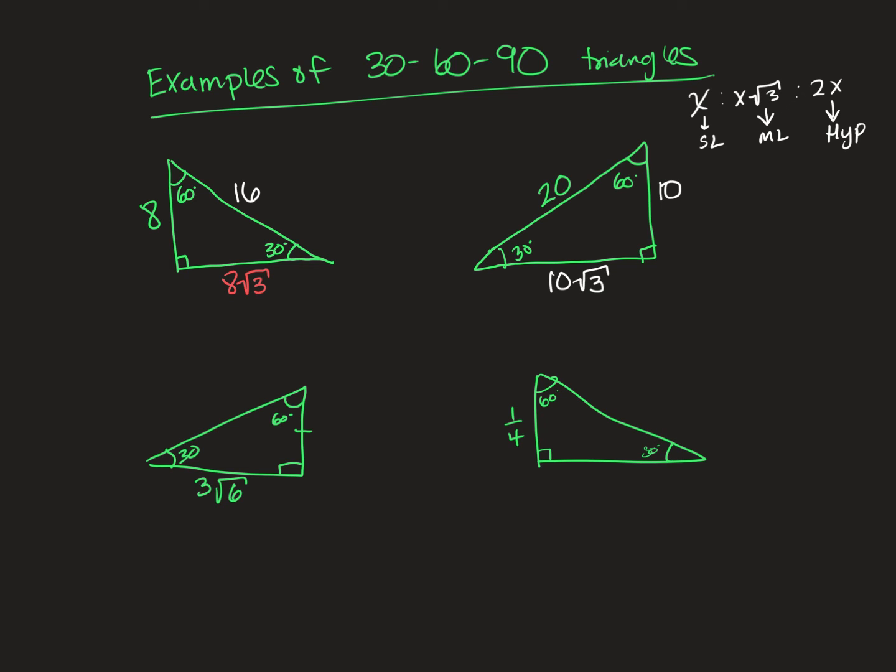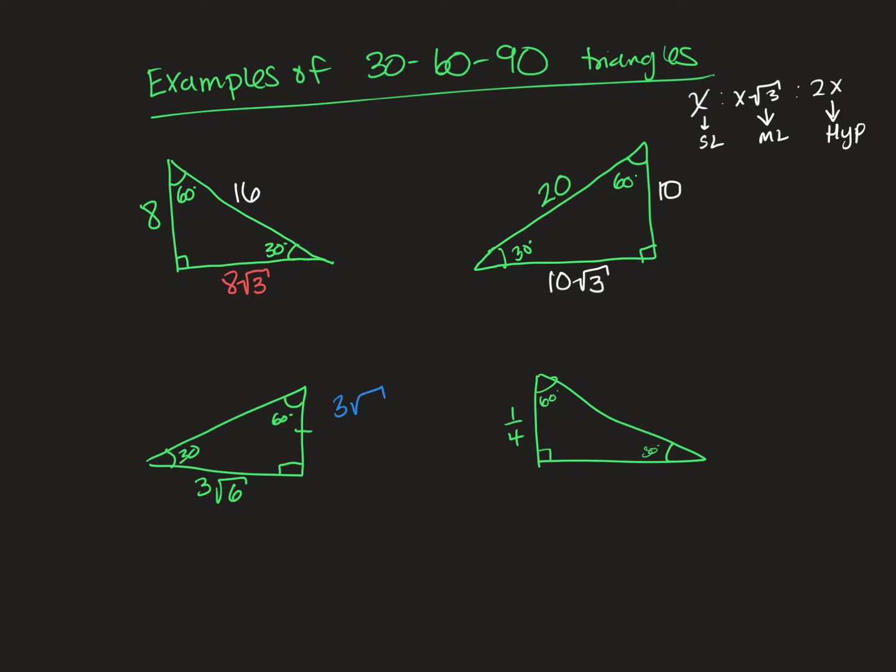Now, if they give you the medium leg, you can set the medium leg equal to x square root 3 and then solve for x to find the short leg. So let's do that. In this example right here, they give us a medium leg. The way I know that is the medium leg is always opposite of the 60-degree angle. Or you can just look at where the short leg is, which is always opposite of the 30-degree angle. And then the hypotenuse is always opposite of the right angle. So the medium leg is the side or the leg that's opposite of the 60-degree angle. Okay, let's get to it.